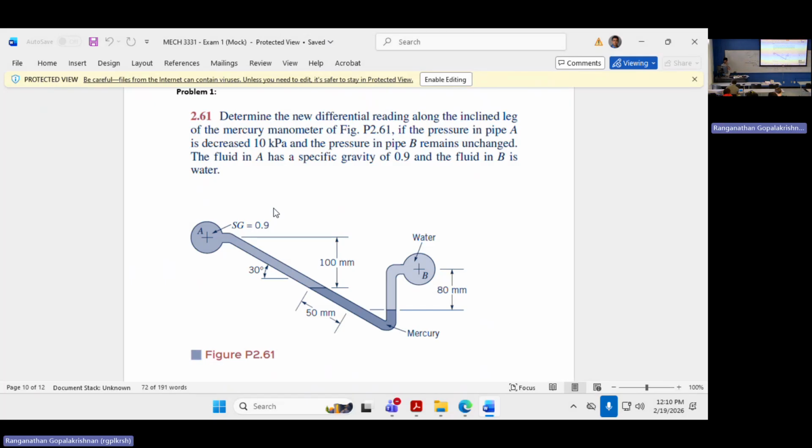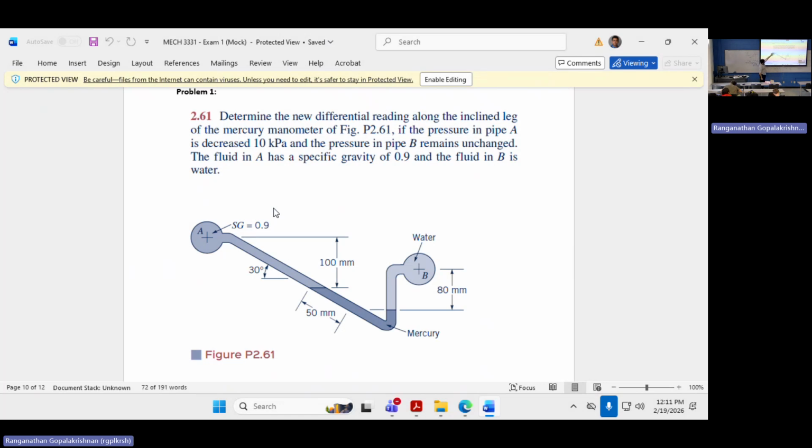Determine the new differential reading along the inclined leg of the manometer of the mercury manometer in the figure. If the pressure in 5A is decreased, okay, that wording doesn't sound right. What I would ask us to do is not worry about the worded question.